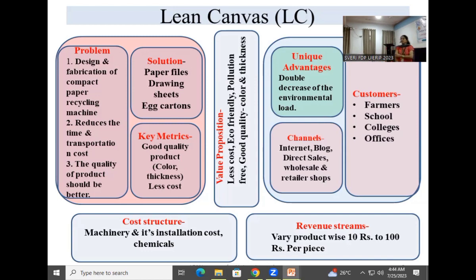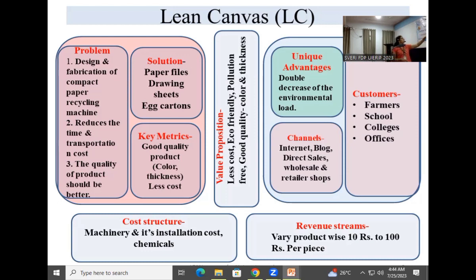So that way solution 1, 2, 3, 4, and for that a lot of brainstorming is required, and as said in the morning by PM Pawar sir, we should give this task to students too, so at least their thinking ability will improve. After all, for that purpose, first we have to study. Then key metrics: good quality of product, color, thickness, less cost.